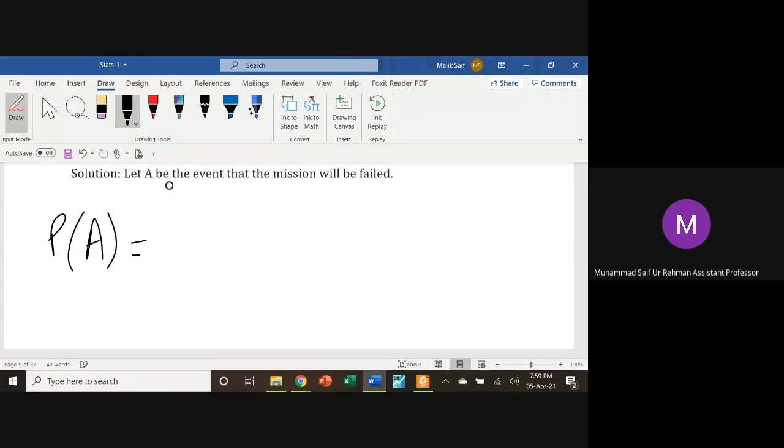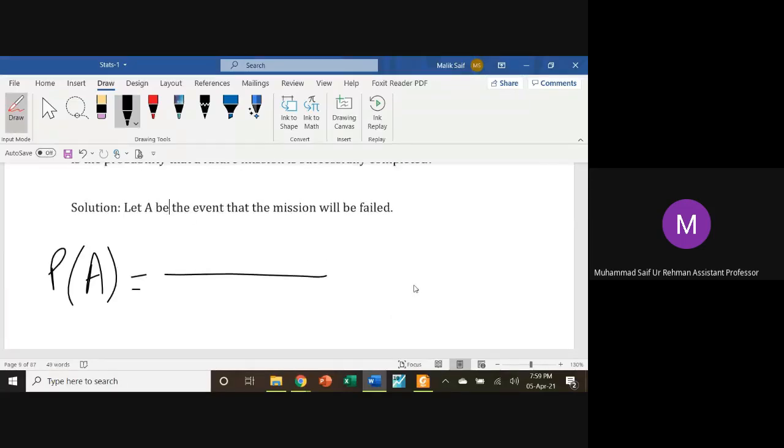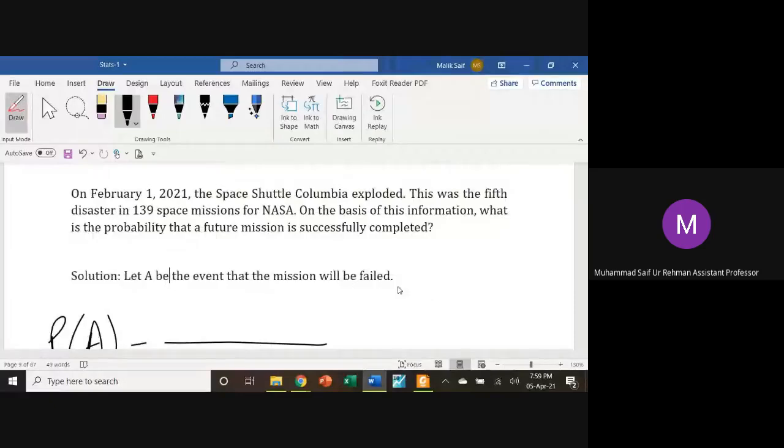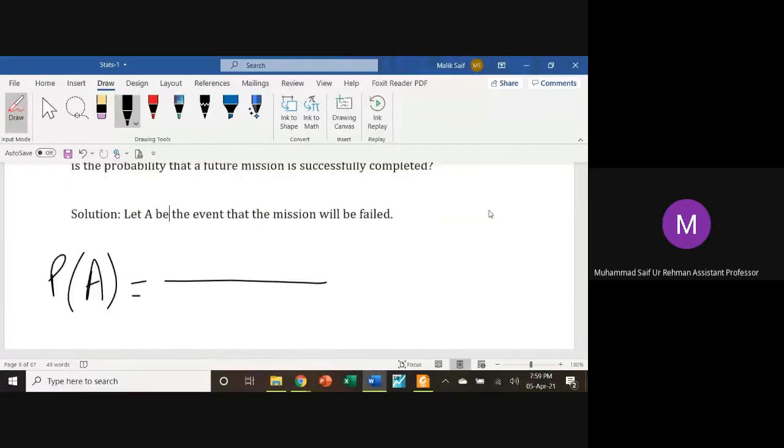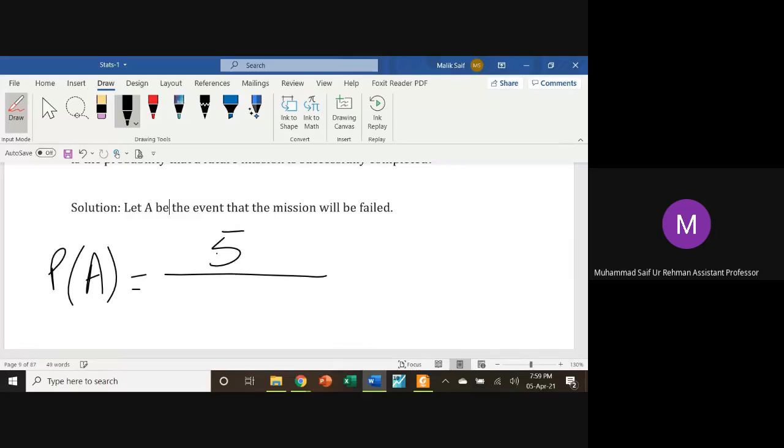So now what does this mean? The information was regarding the past, historic information, and you are interested in saying something about the future. So what will occur next time if NASA is interested in sending its shuttle into space? You will see how many times the shuttle was destroyed. You will see that 5 times. So you write down over here 5. How many total missions were there? 139.